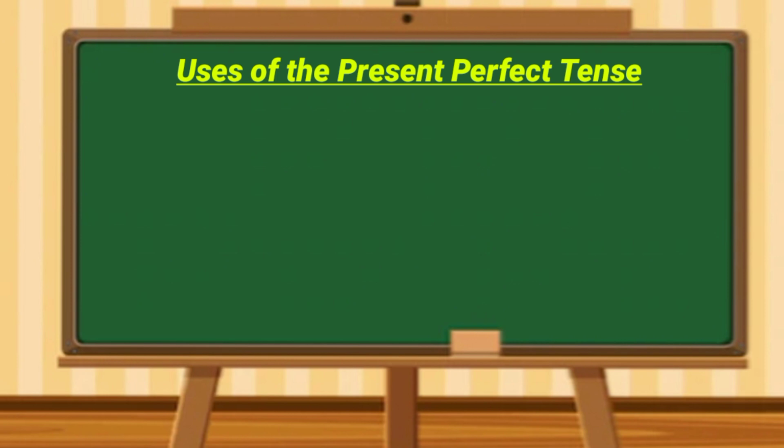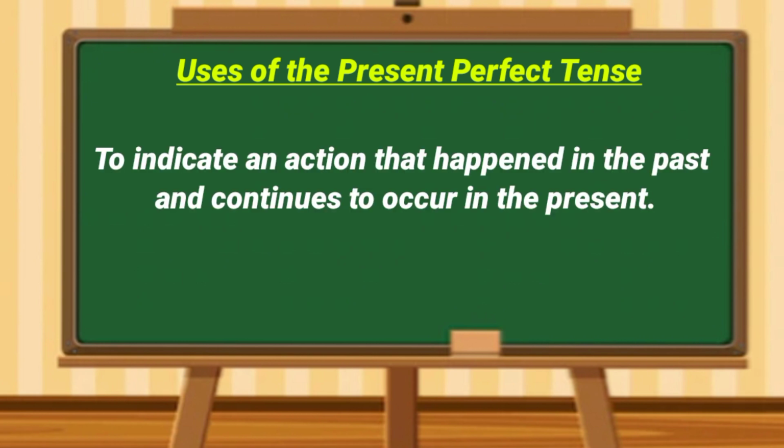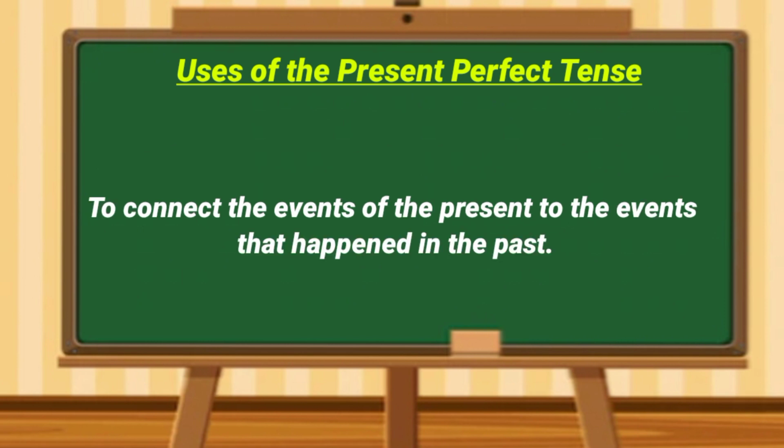Usage of the present perfect tense. The present perfect tense can be used to denote an action or event that happened or started in the past and still has its impact or some connection to the subject in the present. To indicate an action that happened in the past and continues to occur in the present. To connect the event of the present to the events that happened in the past.